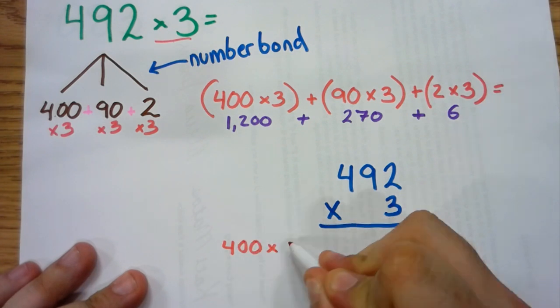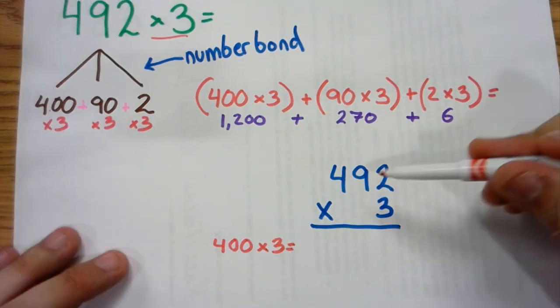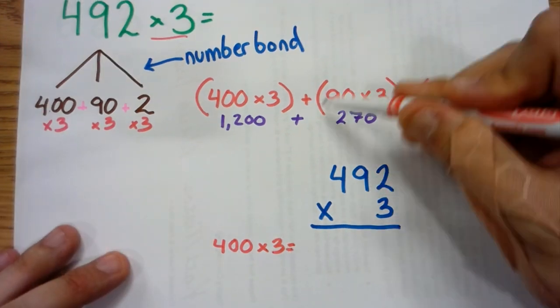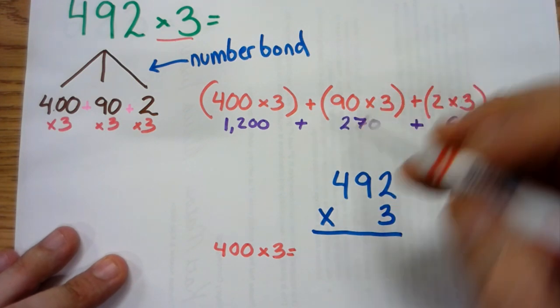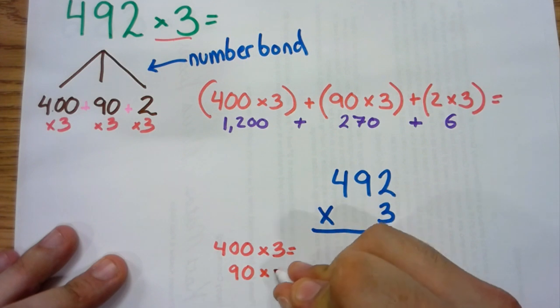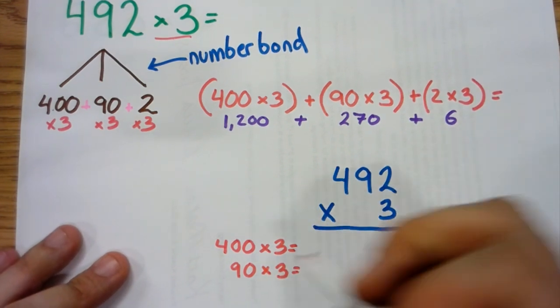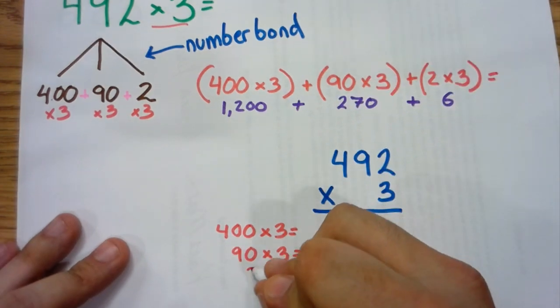400 times 3. And now I know that I also have to do 9 times 3. 90 times 3. I had that written up here before. 90 times 3. And then lastly, 2 times 3. This 2 is just a plain old 2. So I've got 2 times 3.